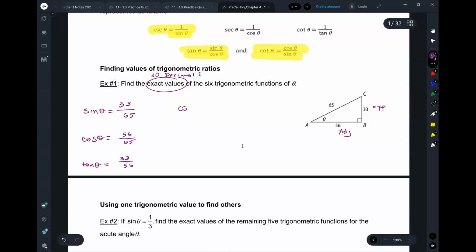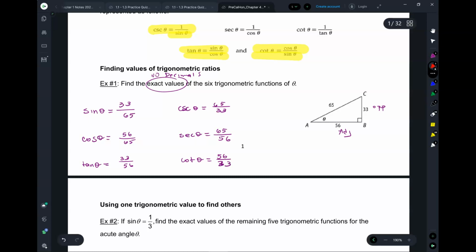And then once you have this, cosecant is the reciprocal. Secant is the reciprocal of this one. And then cotangent is 56 over 33. Okay?